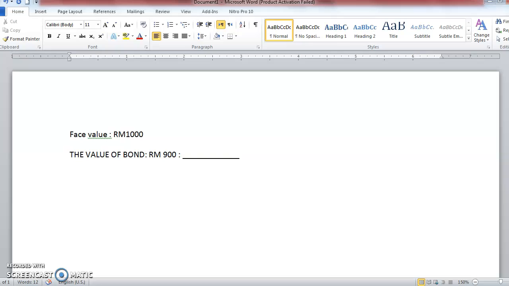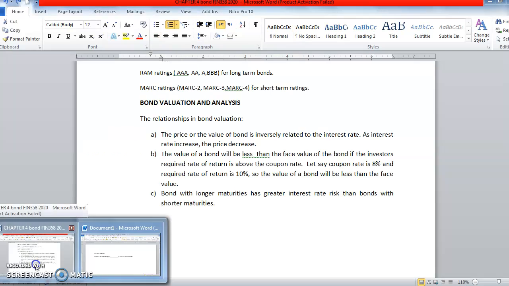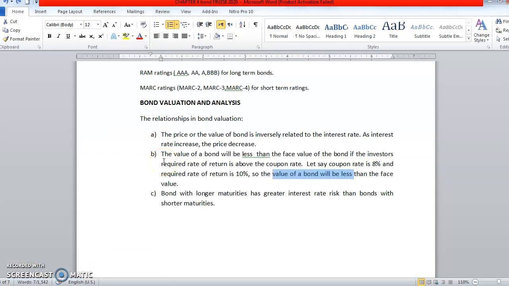So this is what happens when the required rate of return, the ROR, needed by investors is 10%, for example, which is higher than the bond coupon rate of 8%. So this will happen. Okay, right? So this is the second relationship that is incurred in the bond valuation.